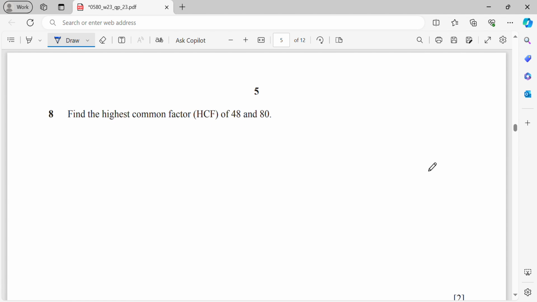Now, let's move on to question number 8. Find the highest common factor, which is the HCF, of 48 and 80. Okay, so now I have to get the factors.